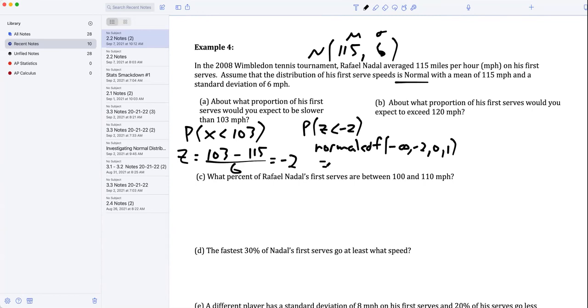Somebody help me out with that answer. Okay, 0.023. So to answer the question, I'm going to say about 2% are slower than 103 miles per hour.